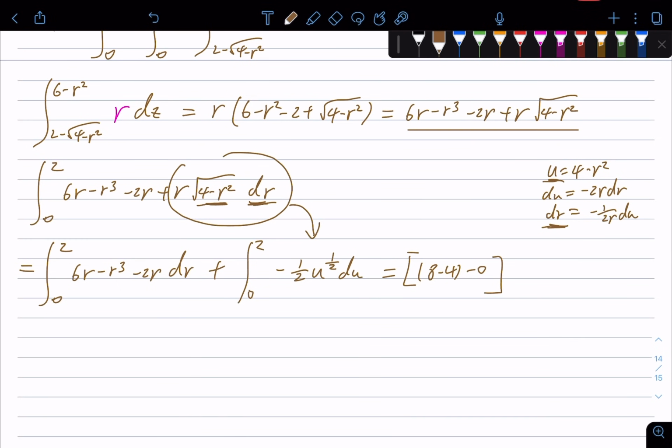And then we're going to have minus 1 over 2, and then 4 minus r squared. We're going to put the u substitution back in, to the 3 over 2 power, and then the inverse of that is 2 over 3, right? So the 2 will cancel each other out, and then we're going to integrate from still 0 to 2, right?